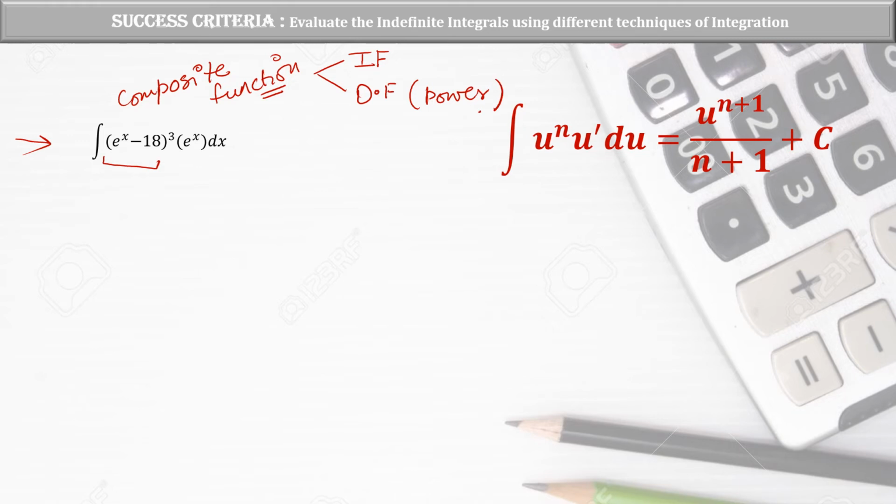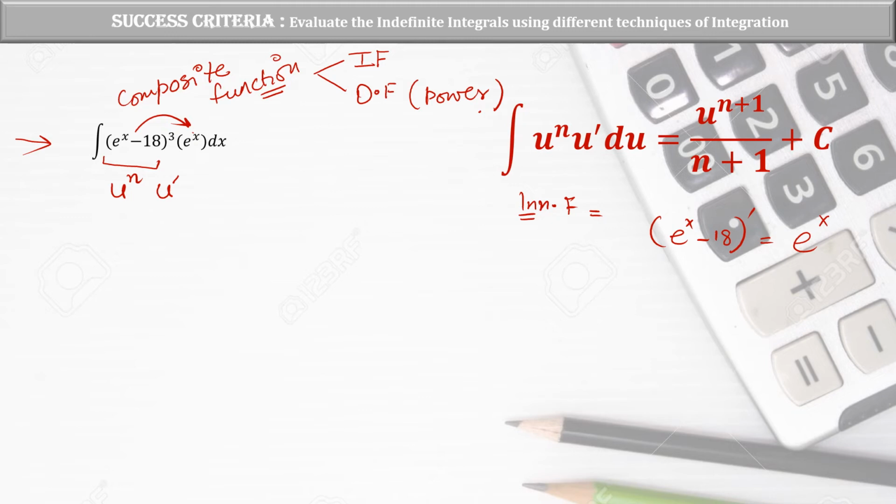Now focus on the inner function, which is e to the power x minus 18. Now check if its derivative is written outside the integral sign or not. The derivative of e power x is e power x, and the derivative of 18 is 0. So yes, e to the power x is written. It means we have the u to the power n formula. We have to apply the u to the power n formula because the derivative, u prime, is given to us.